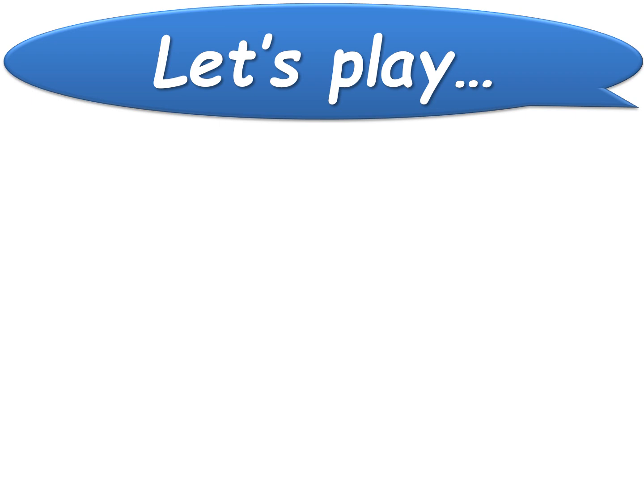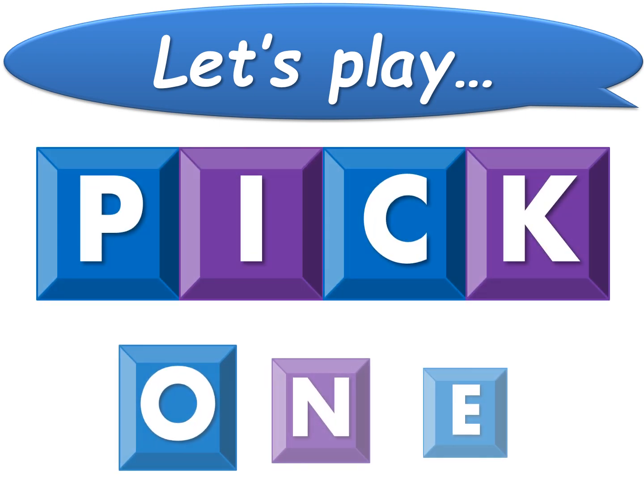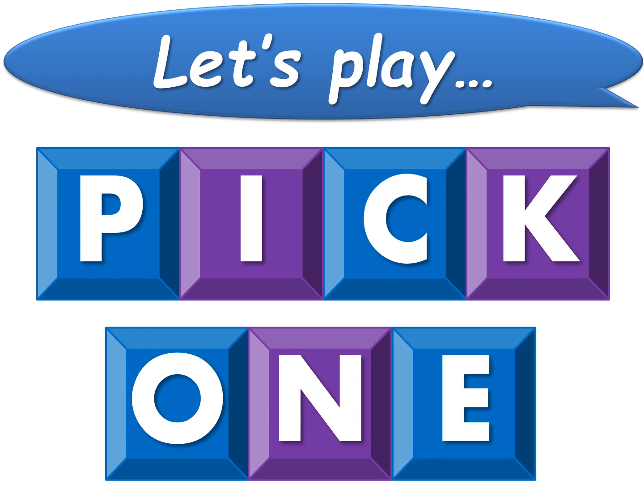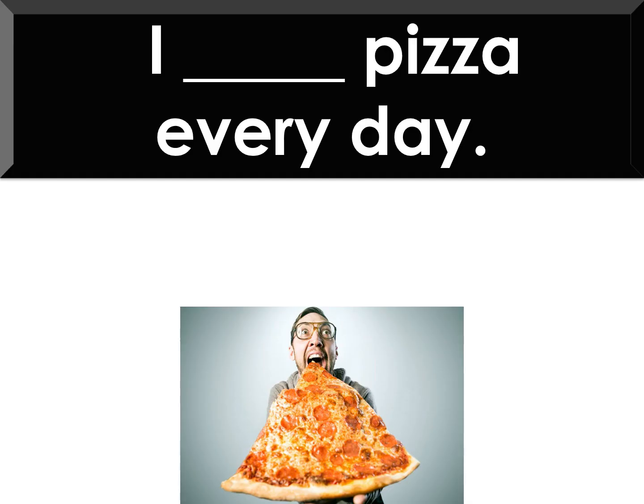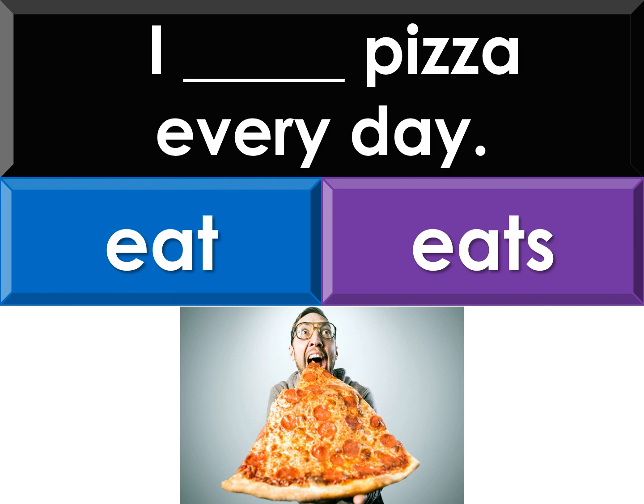Now let's play a game. Let's play Pick One. I'm going to show you a sentence and part of it is missing and you have to pick the right answer. So pick one. Take a look at our first sentence. I blah blah blah pizza every day. Using eat or eats, which one should we use to finish this sentence? Pick one, the blue one or the purple one. Say your answer out loud.